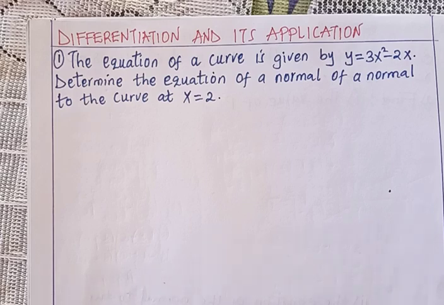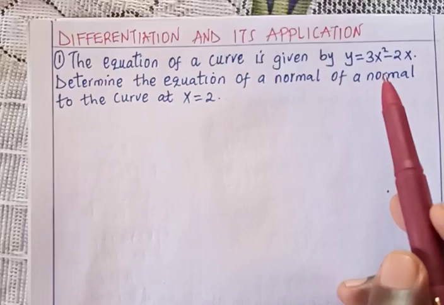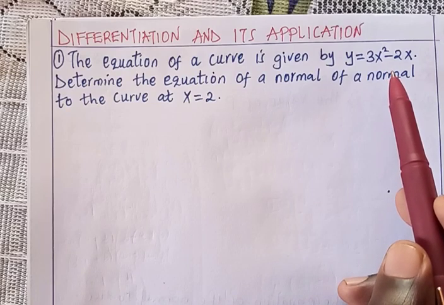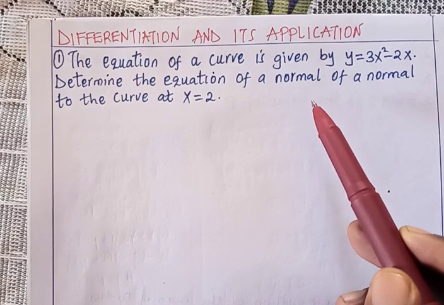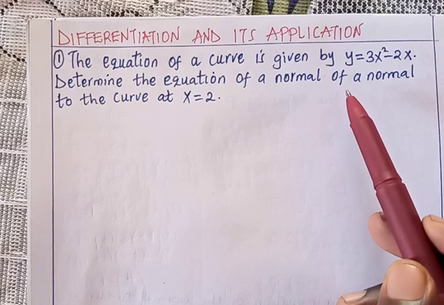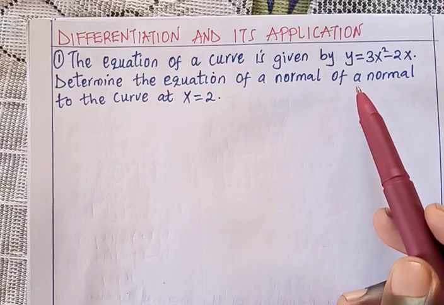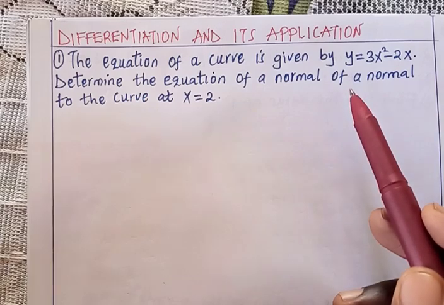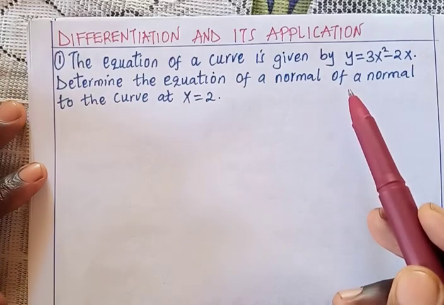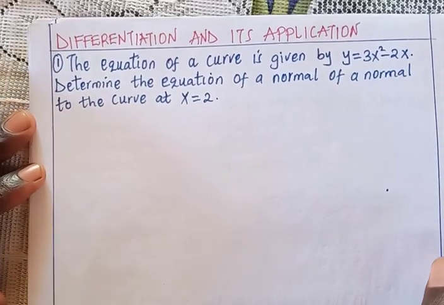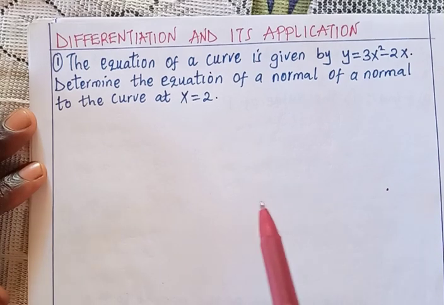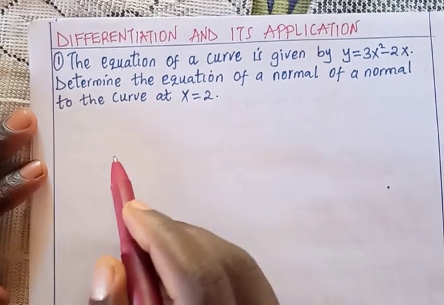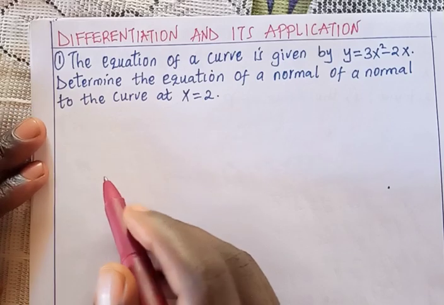Now, the equation of a curve is given by y is equal to 3x squared minus 2x. We are supposed to determine the equation of a normal to the curve. That is what we are supposed to do. Now, for us to be able to get this right, we need to remember something we learned under differentiation.